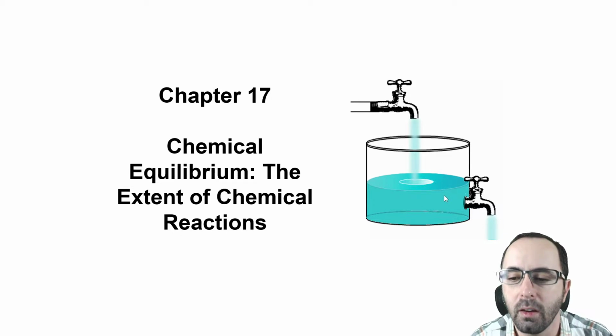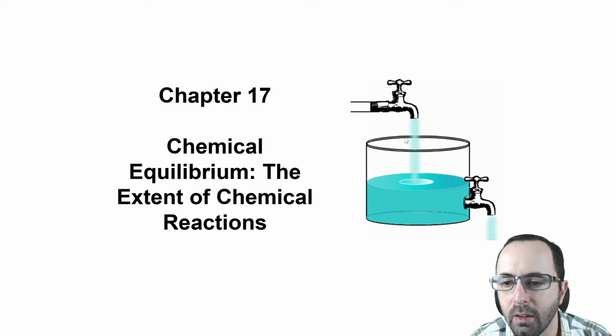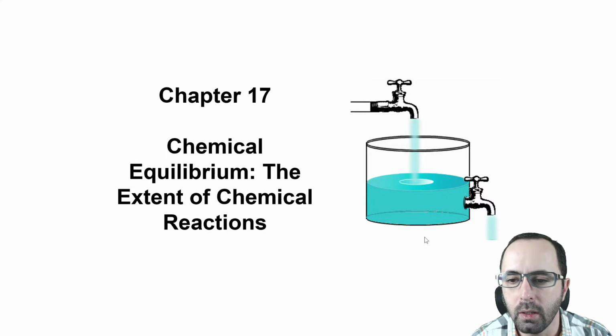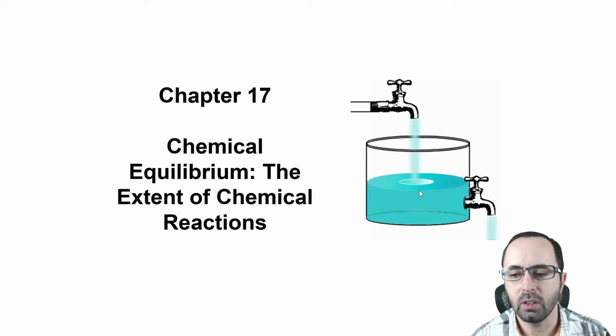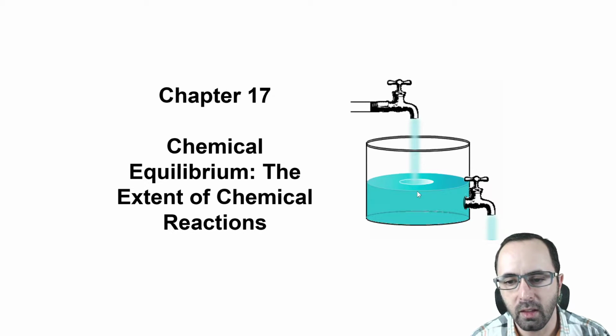physical process here. So in this container, we have some water flowing in, but there's also a spout on the side with water flowing out. And if the water is flowing in at the same rate that the water is flowing out, then the level of the water will not change. And so if you were just watching the level of the water, it would look like nothing is happening.